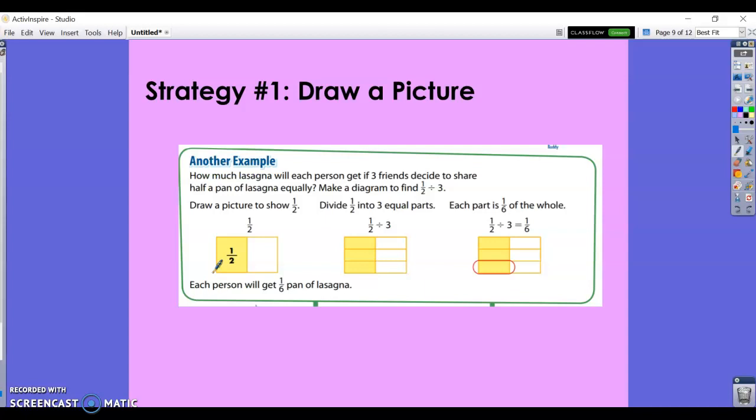So the first thing that they have is you're going to draw a picture to show your fraction of 1/2. Then you're going to divide the fraction of lasagna that you have. You have half a lasagna. You're going to split that into 3 equal parts. So they drew 3 equal parts. So I have 1, 2, 3 equal parts. And then each part is now 1/6 of the whole pan of lasagna, okay? So I have 6 equal parts now, and one of those pieces will go to each person. So each person will get 1/6.